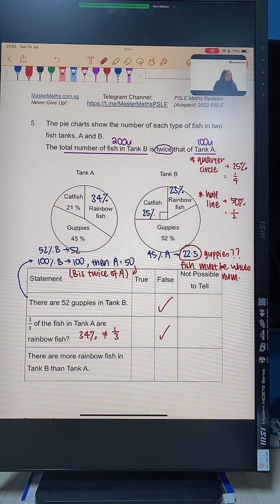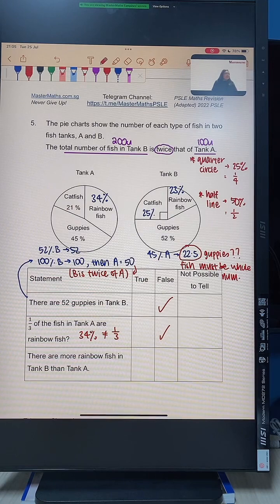Clear? 1/3 is 33.3333333. I cannot have it equivalent to 34%. Understand? So far, so good? Yes, those of you who are saying false, you guys are right. This cannot be 1/3.